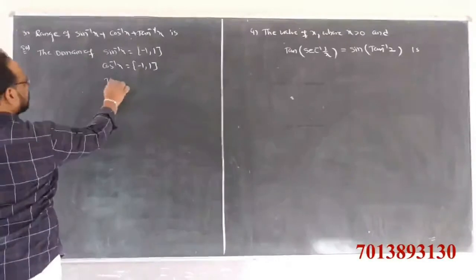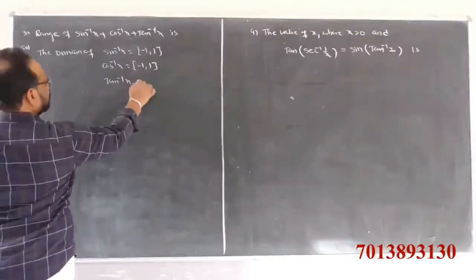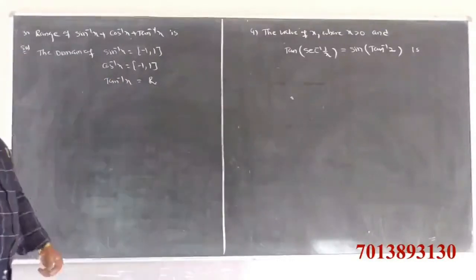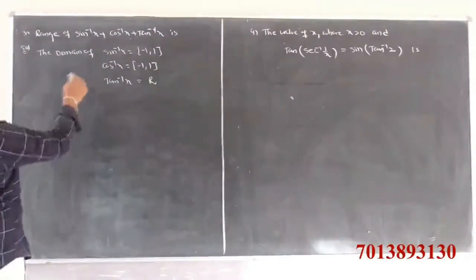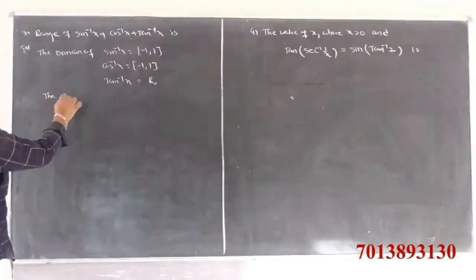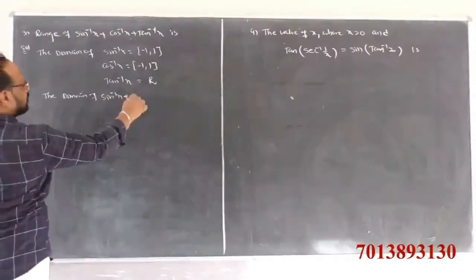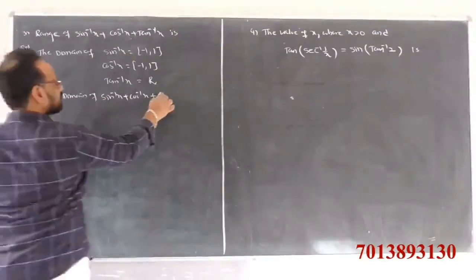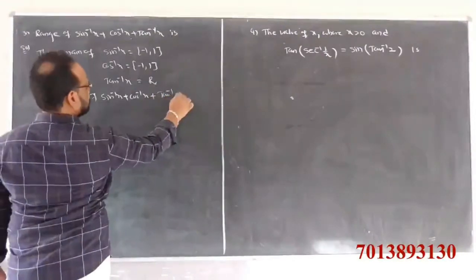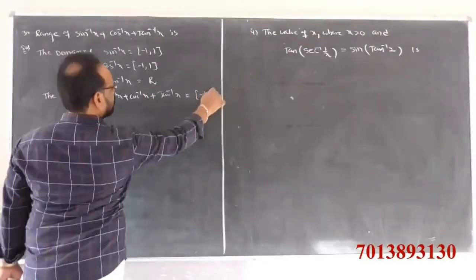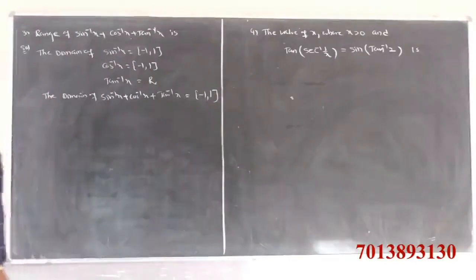What is the tan inverse x domain? Tan inverse x domain is clearly all the real numbers. So the domain of sin inverse x plus cos inverse x plus tan inverse x is clearly the closed interval minus 1 comma plus 1. We want the range.